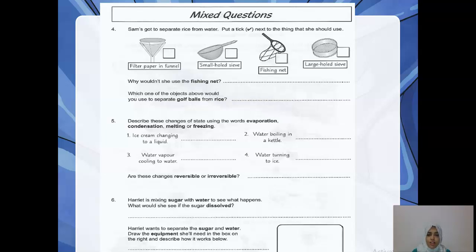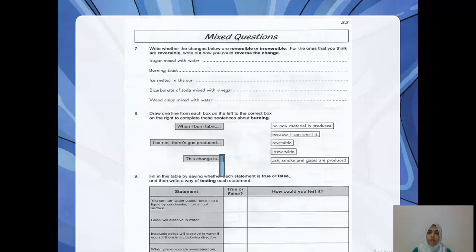Then Harriet is mixing sugar with water to see what happens. What would she see if the sugar dissolves? So if the sugar has dissolved, do you think she can see the sugar? Then Harriet wants to separate the sugar and water. Draw the equipment she will use to separate and describe how it will work. So it is evaporation. So you need to draw how she will separate it.